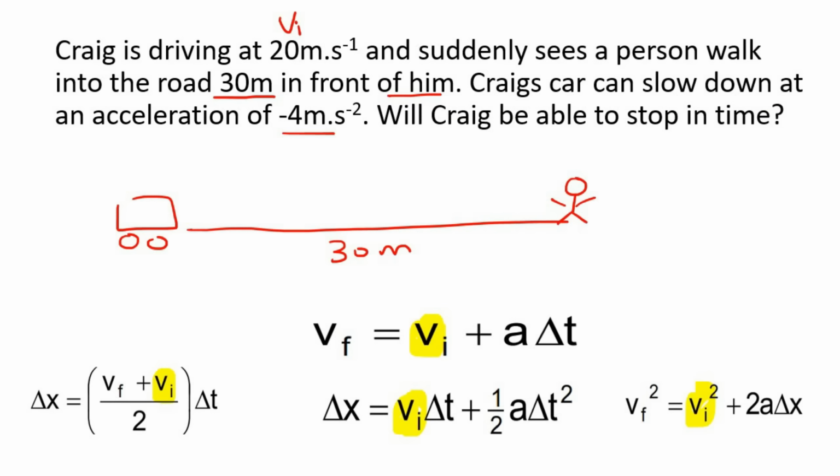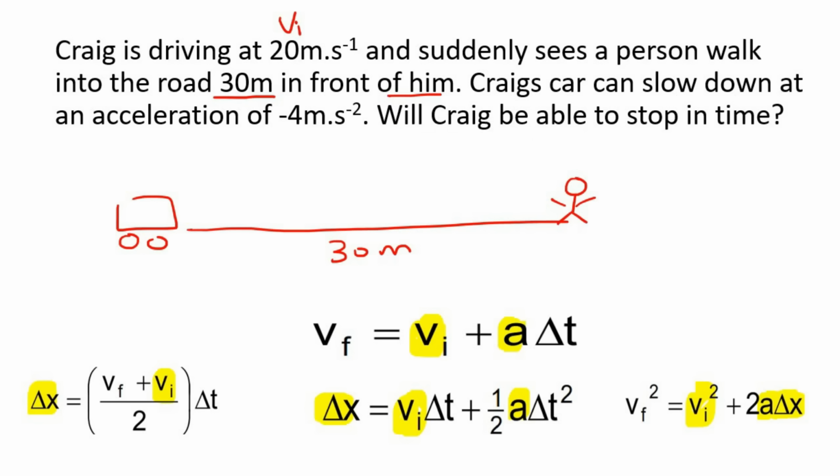Let's pretend that Craig will stop in time, so that the total displacement is going to be 30. So we'll take that as 30. They then say Craig's car can slow down at an acceleration of -4. The negative is just because we are going to be slowing down in this type of scenario. So we have the acceleration, and we can fill that in. Will Craig be able to stop in time?